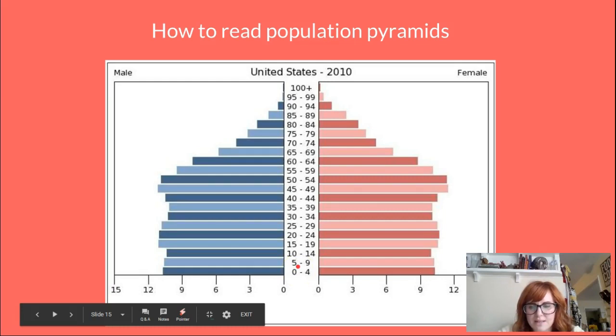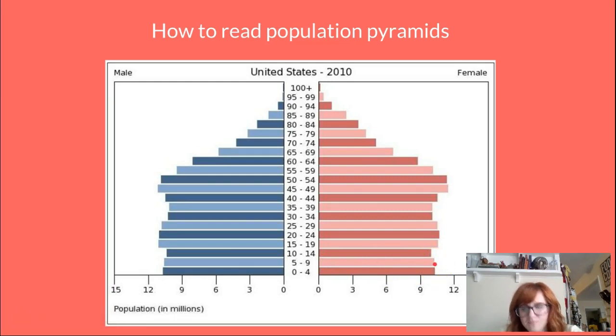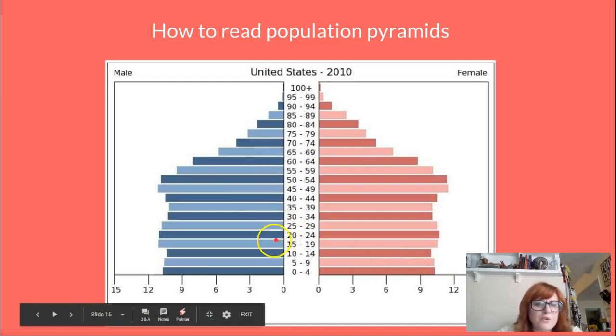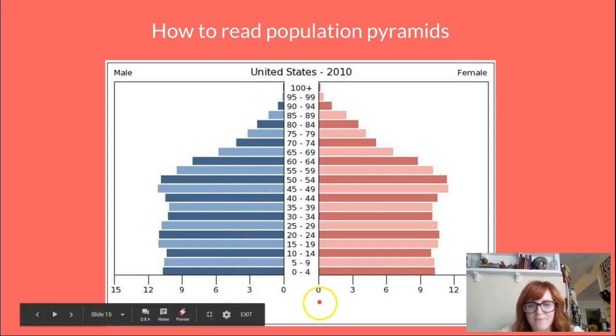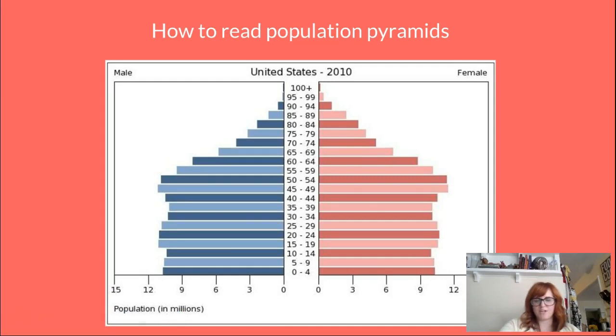So the way you would read this is in the United States in 2010, girls between the ages of 5 and 9 were about, let's say, 10 or 11 million, okay? Let's do men in the United States in 2010 between the ages of 75 and 79, okay? Older population, around 3 million, okay? And I'm going to keep going back to this. There's other figures I'm going to talk to you about, but for now, that is how you read a population pyramid.